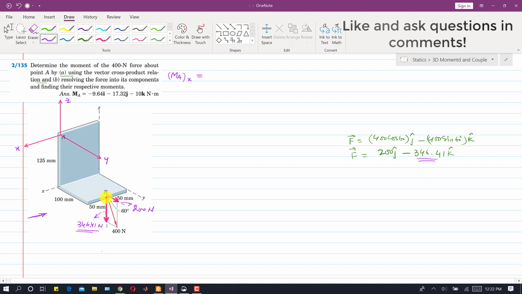So that distance is 100 mm. So this 346.41 Newton component has 100 mm distance from this point A along the y-axis, right? So we can find the magnitude of that. This will be 346.41 into 100 mm. 100 mm divided by 1000 is 0.1 meters, right?